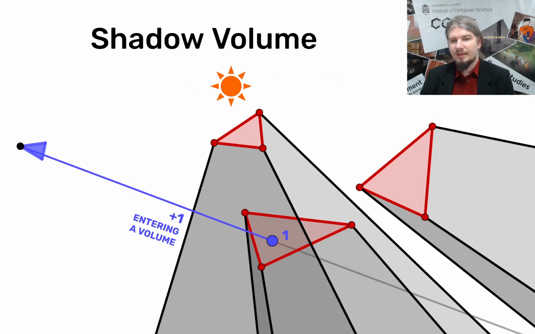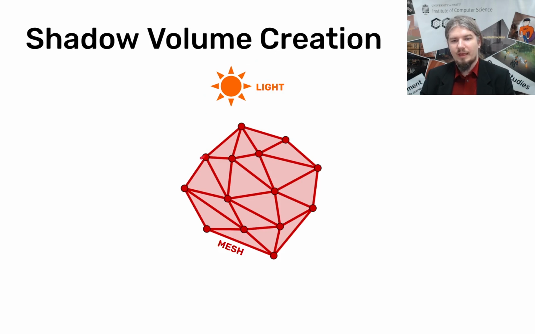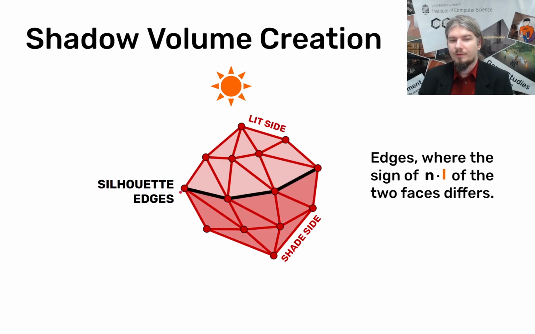So let's see how it technically works. First of all, we have a light and we have a mesh. So the first step is to find silhouette edges from the perspective of the light source. These edges kind of separate the mesh into a lit side and a shade side. So on one side of these edges we have faces that are lit by the light source, and on the other side we have faces that are in the shade. Mathematically, these are the edges where the neighboring faces have a different sign for the N.L. Those faces that are facing the light source have a positive N.L, and those faces that are facing away from the light source, they have a negative N.L.